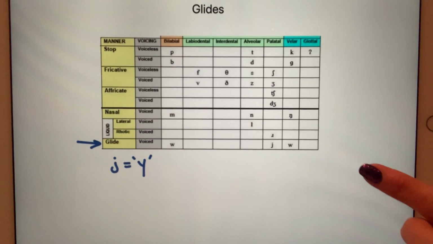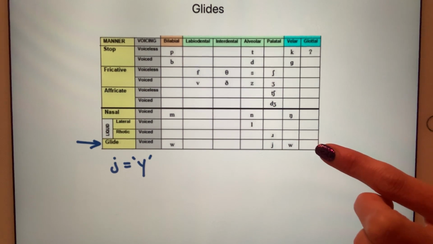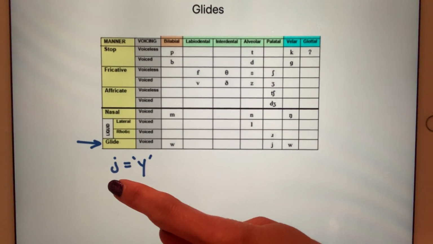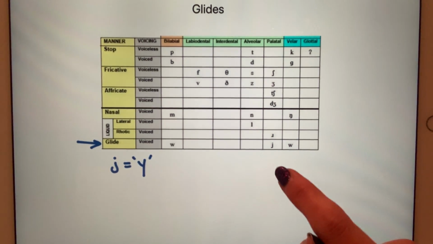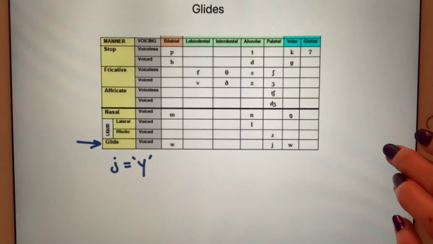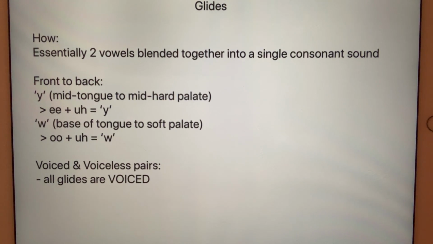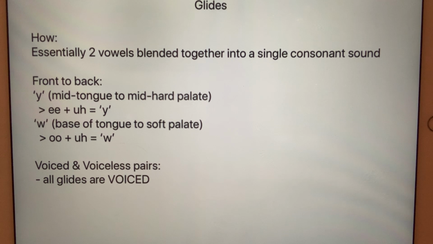All right, our last class of sounds is glides, okay? This in IPA, what we look at as a lowercase j is actually represented as the y sound. So that's why you see that right here. Okay, so how do we make these sounds? Glides are essentially two vowels that are blended together so seamlessly that they create one consonant sound.